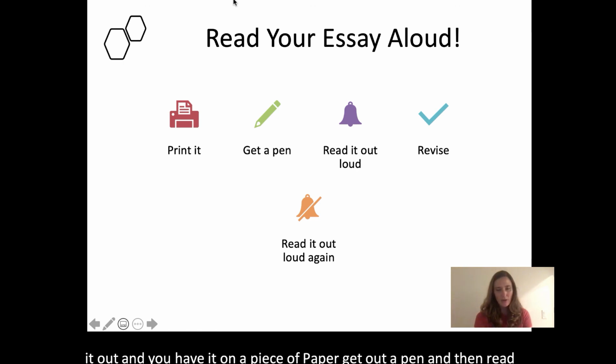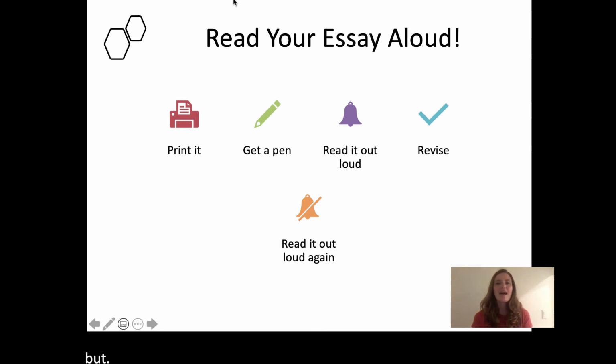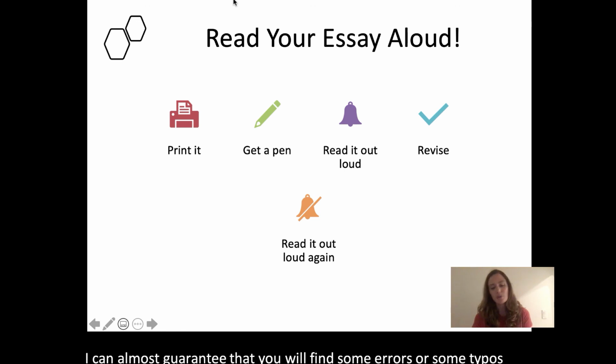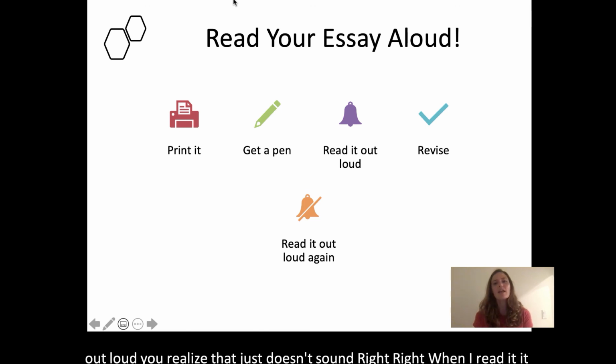You might just read it once through and then go back and fix any errors, or you might read it paragraph by paragraph. But I can almost guarantee that you will find some errors or some typos when you read your essay out loud. And oftentimes when you say things out loud, you realize, oh, that just doesn't sound right? When I read it, it sounded okay, but now that I'm reading it out loud, it sounds kind of funky. Then revise and then repeat the process. Read it out loud once more.